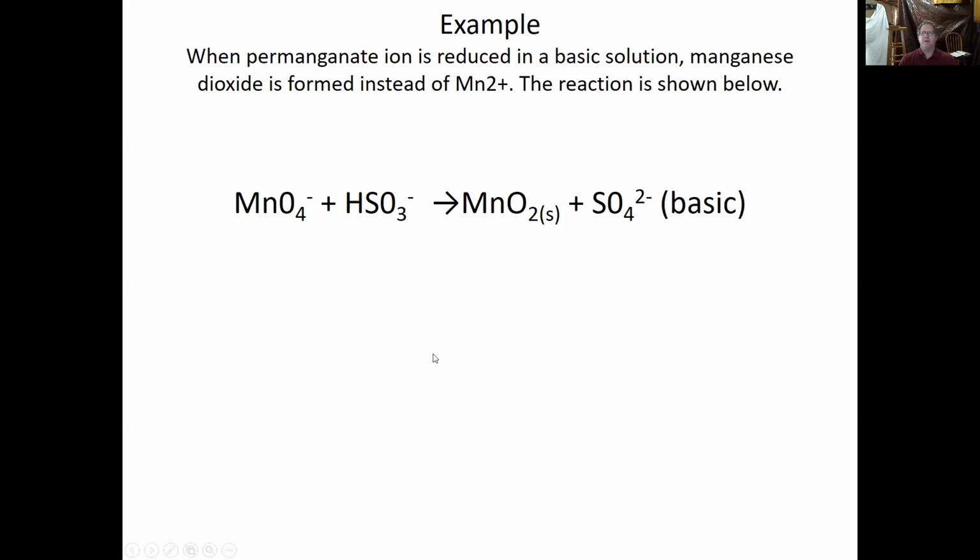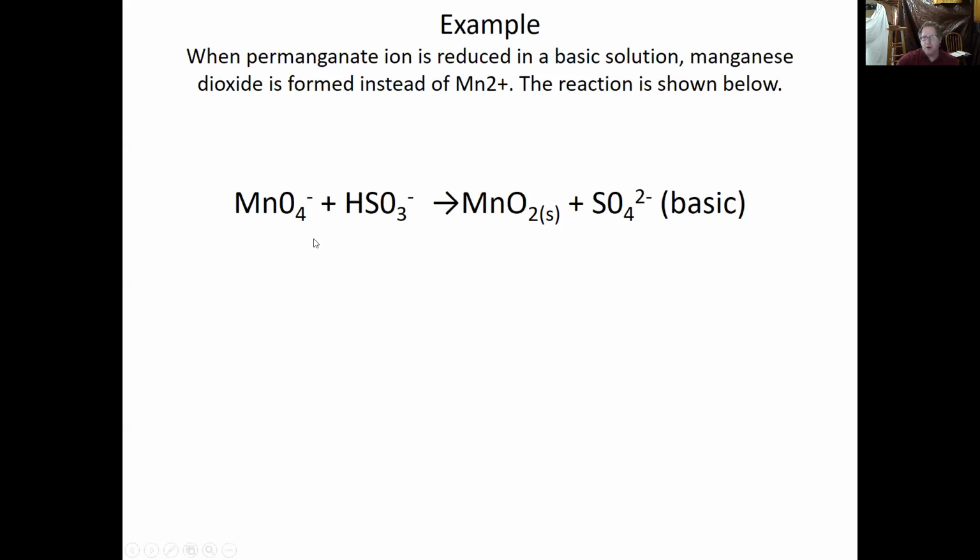Okay, so let's take a look at an example. We're going to keep it basic here. Okay, so not only is that a joke, we're going to take a look at this equation, which reacts in a basic solution. Permanganate plus bisulfite gives us the manganese dioxide plus sulfate. Okay, the reaction is shown below.